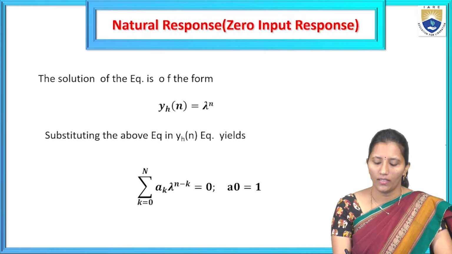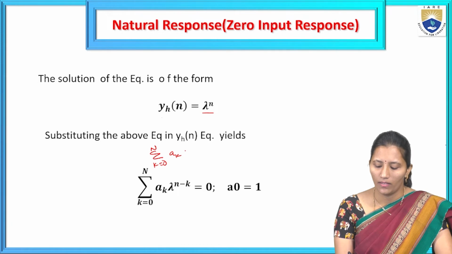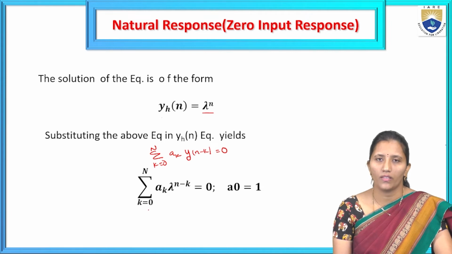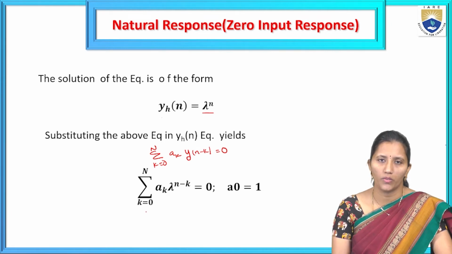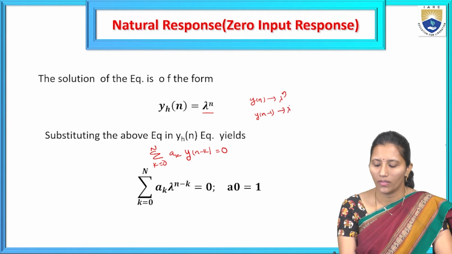And substitute here in the difference equation y_h of n equal to lambda power n. We have sigma k equal to 0 to N a_k y of n minus k equal to 0. So when the input is equal to 0, we have to find the solution. That solution is called the homogeneous solution. So here substitute y_h of n equal to lambda power n, that is, wherever there is y of n you have to substitute lambda power n. If it is y of n minus 1, we have to substitute lambda power n minus 1. For y of n minus k, we have to substitute lambda power n minus k.